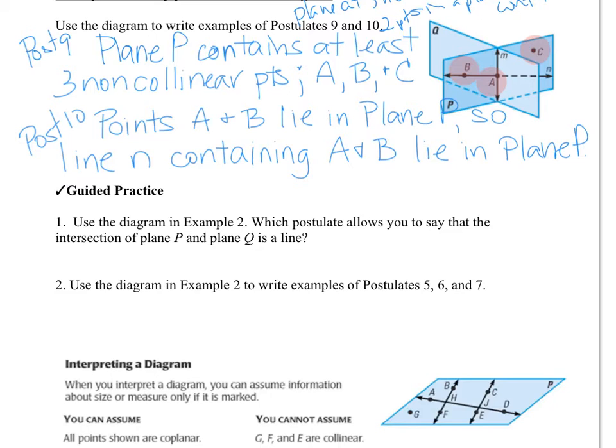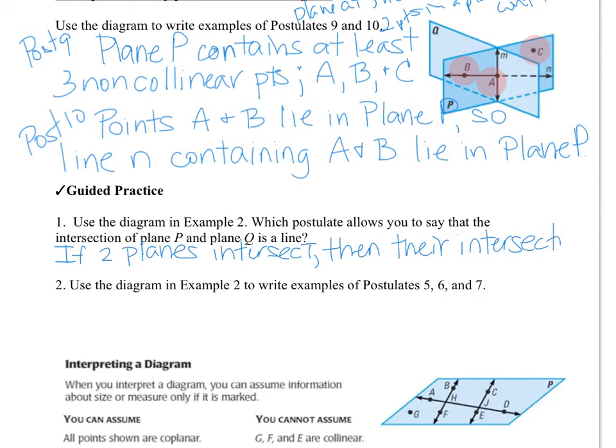Okay, so using the diagram, which postulate allows you to say that the intersection of plane P and plane Q is a line? It's the one that says if 2 planes intersect, then their intersection is a line. It's postulate 11.